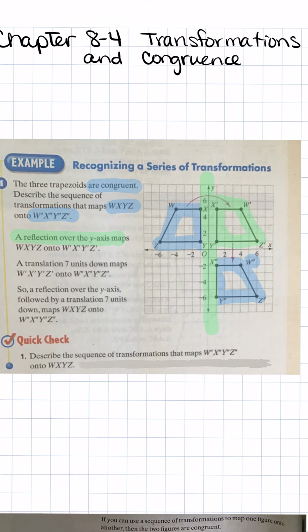It's the same direction, right? So it did not do a reflection over the x-axis. If that was the case, it would have been this shape. But it's not, so it's not a reflection. So what happened is this same figure moved down, and we can count 1, 2, 3, 4, 5, 6, 7. It moved down 7 units to map the other. So a reflection over the y-axis followed by a translation 7 units down. That is our answer.